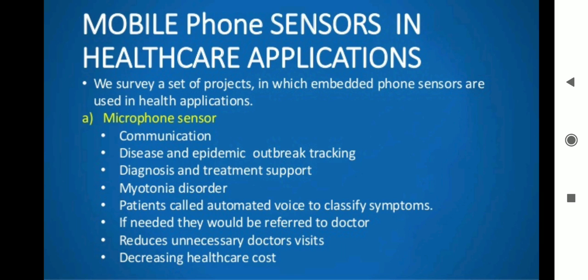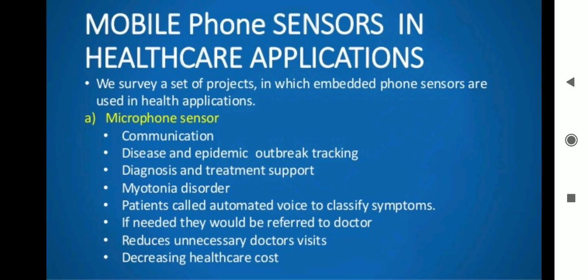Then next, the pedometer sensor is used for counting the number of steps that the user has taken. Heart rate monitor. The heart rate monitor is used in measuring the heart rates of human beings.